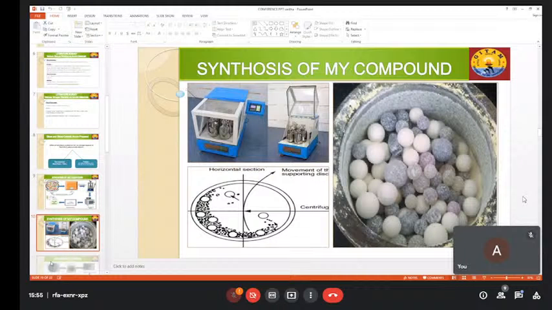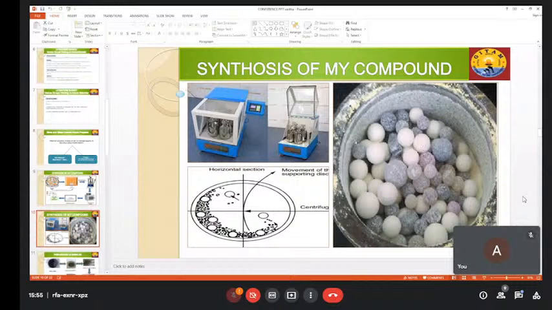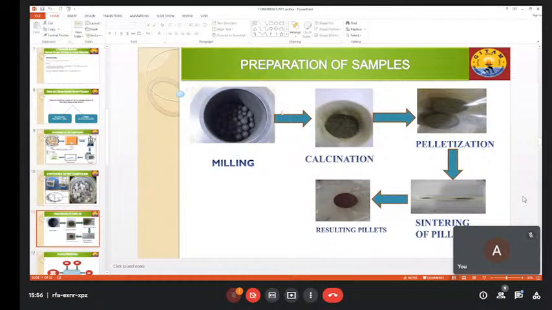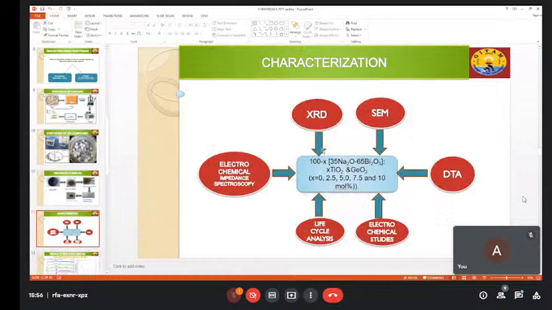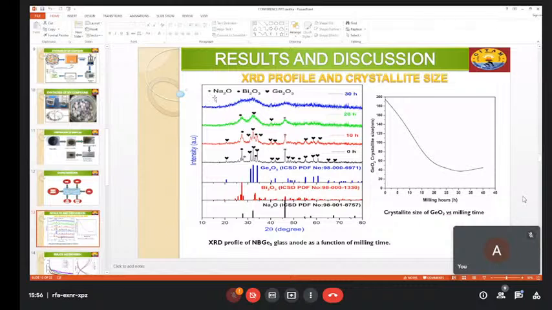This is the ball milling equipment in our laboratory, with a sample. My samples are prepared by milling, calcination, and pelletization, with sintering of the pellets. Then we go for characterizations: XRD, SEM, DTA, electrochemical studies, life cycle analysis, and impedance spectroscopy. Now the XRD profile. Here, using these samples, the milling time increases.